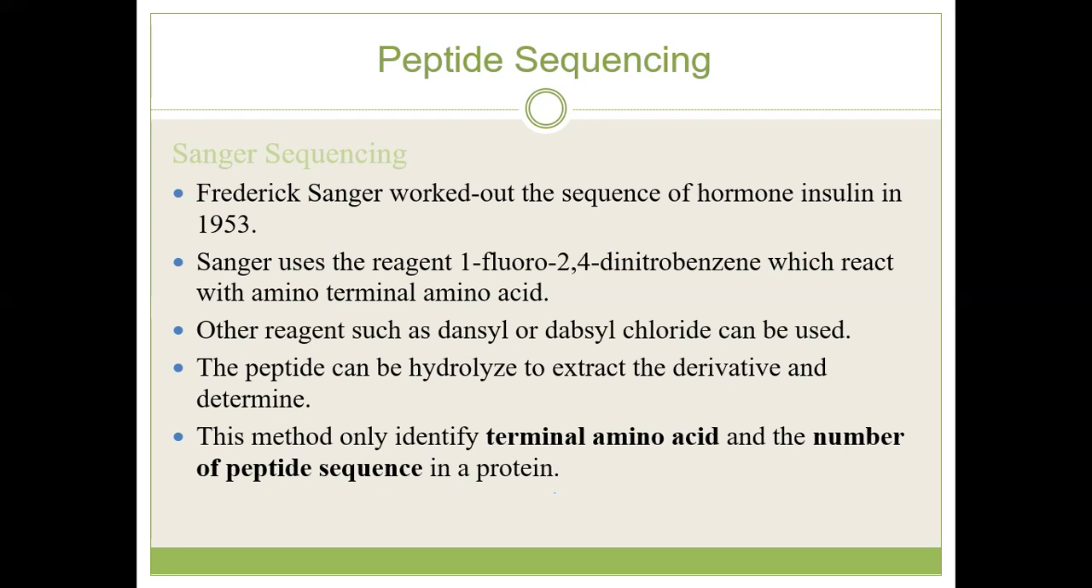The problem with Sanger sequencing is that it can only identify the N-terminal amino acid. When it identifies the N-terminal amino acid, what is the next one? It is difficult to do at once. Apart from that, you can also identify the number of peptide sequences. I didn't talk about it when I was talking about the structure of protein, but we will discuss it shortly.